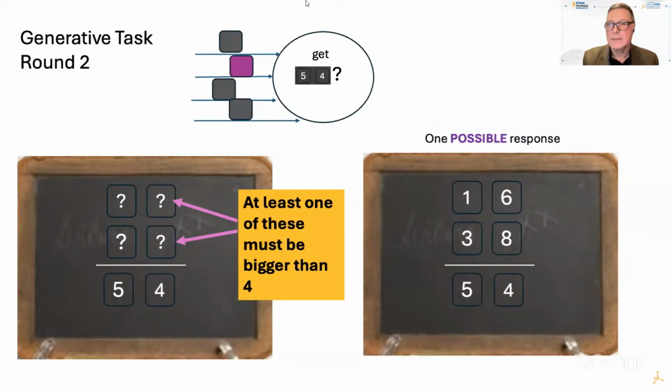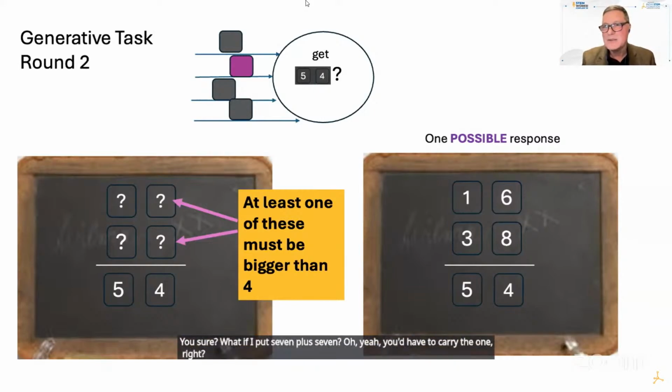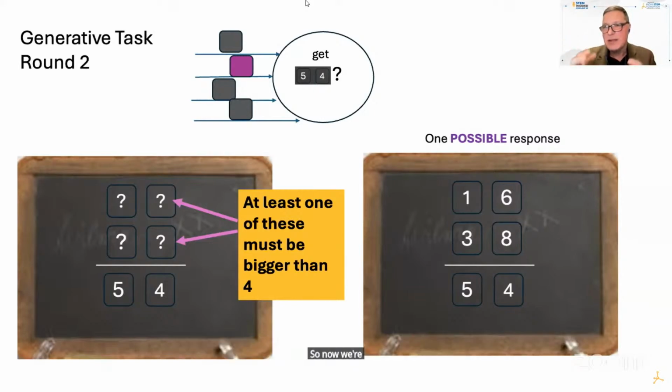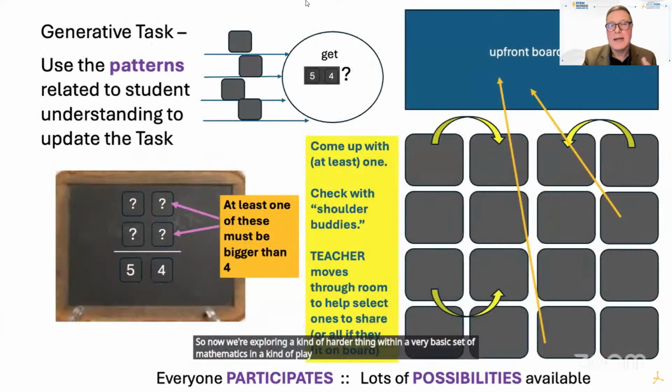Bigger than 4 means that they'll say, how do you do that? You can't be bigger than 4 and add up to 4. You sure? What if I put 7 plus 7? Oh yeah, you'd have to carry the 1, right? So now we're exploring a kind of harder thing within a very basic set of mathematics in a kind of playful way, where again, you have the students create ones, talk to each other about them, and put them on the board. Much more efficient, much more mathematics is done in this playful way.